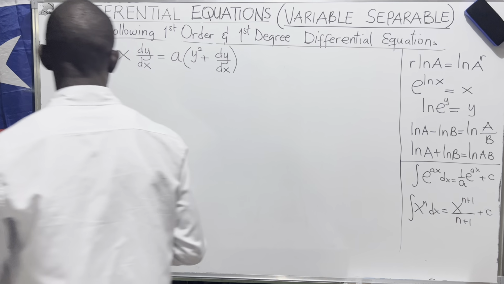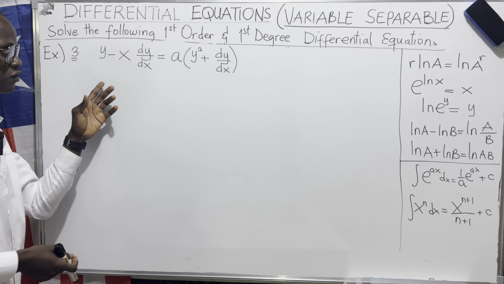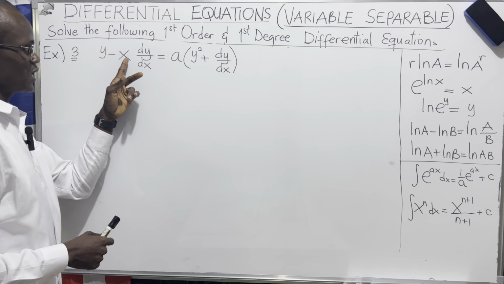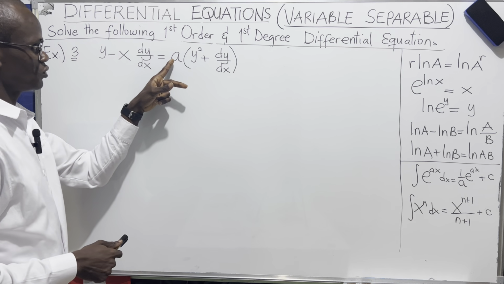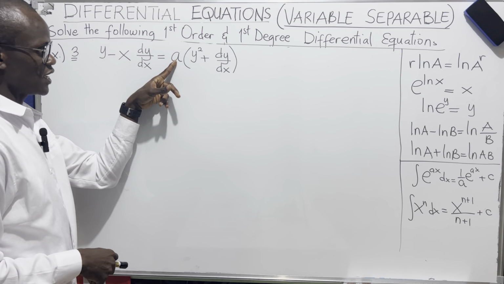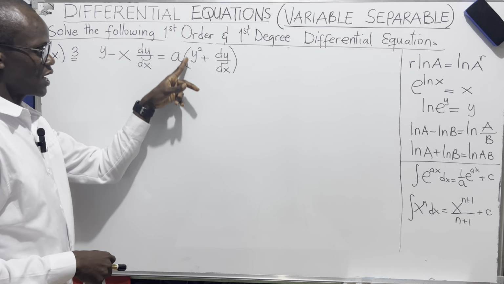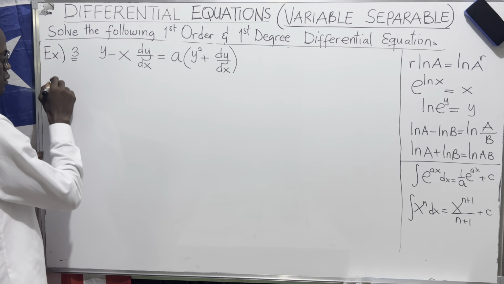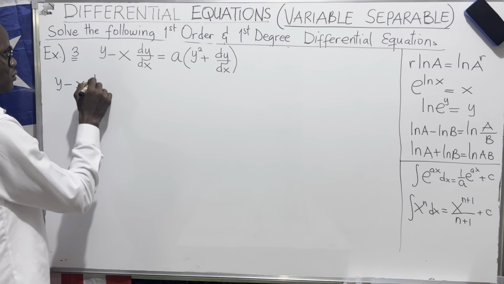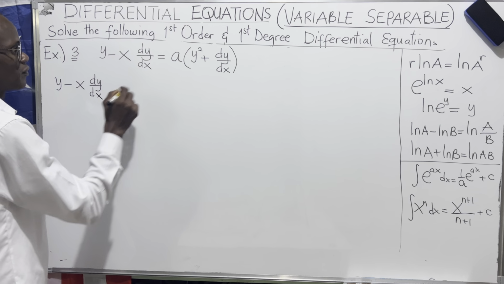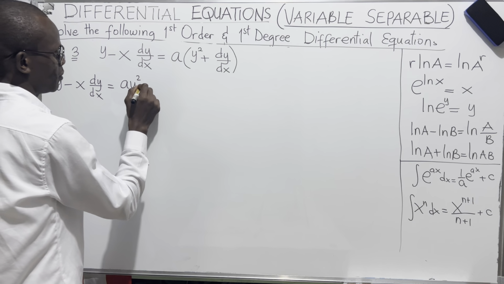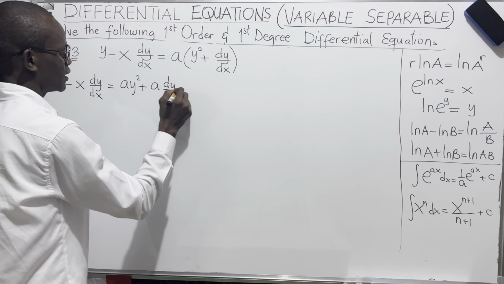The problem says that we must find a general solution for this first order and first degree differential equation: y minus x dy by dx equals a times (y squared plus dy by dx). So we first multiply this a by each term in there. We have y minus x dy by dx, and then we multiply this, we have a y squared plus a dy by dx.